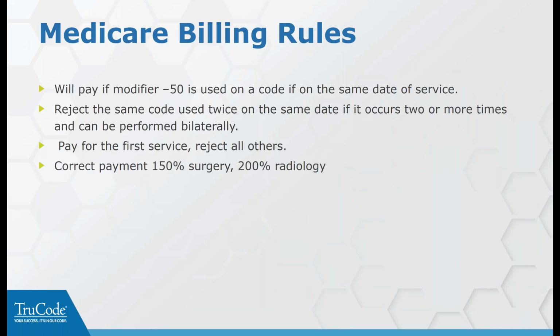Again, here's Medicare billing rules. They tell us that they will use modifier 50. If you try to use it twice, and it could be done bilaterally, their system is set up to delete or not pay or reject the second one. Typically, they pay about 150% of the value, because there is a cost savings to doing two sides at the same time.